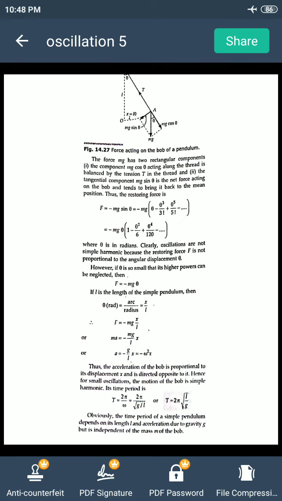From here we can conclude that the time period of a simple pendulum depends on its length L, that means the length of the thread, and the acceleration due to gravity g, but it is independent of the mass m of the bob.